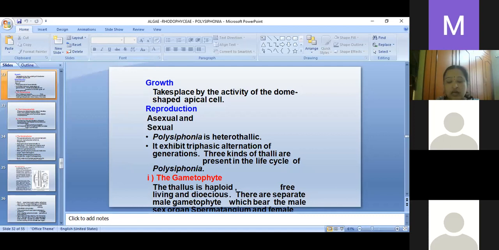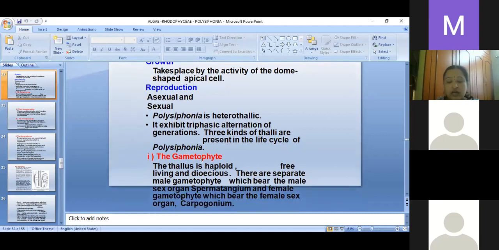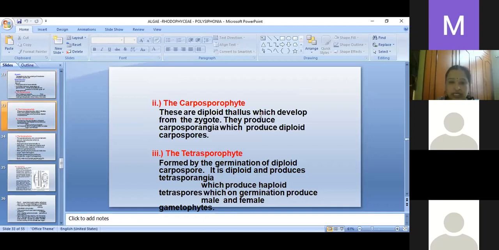Here the gametophytic stage is always the haploid stage. The carposporophyte is the diploid stage. The tetrasporophyte is also a diploid stage. You can observe that these three stages are most important. The gametophyte is haploid and bears the sex organs. The carposporophyte and tetrasporophyte are both diploid. Only which one is the haploid condition, girls? Which stage is the haploid condition?